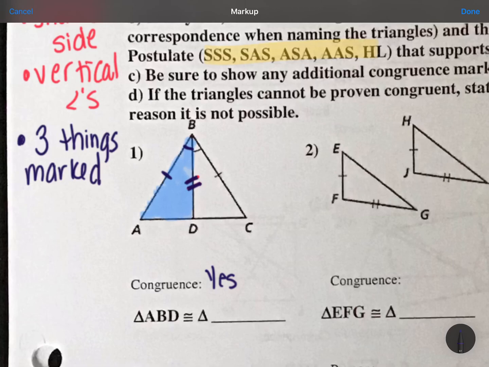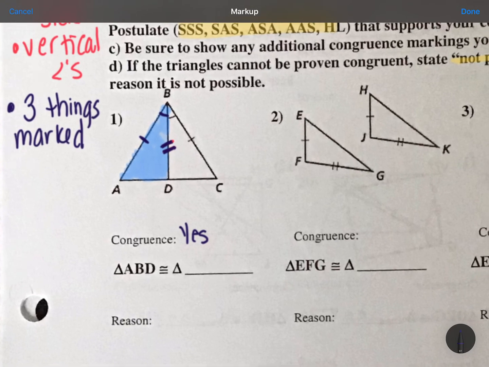So what 3 things do I have marked? I have a side, an included angle, and a side. So the reason they're congruent is side, angle, side. If you take a look in that picture, the angle falls between the 2 sides. So now I'm ready to name my triangle. They called the first one A, B, D. So when I name the second one, I have to go in that same corresponding order. So A is congruent to C, B is congruent to B, and D is congruent to D. So that's your congruent statement.